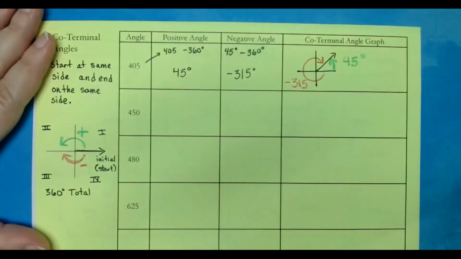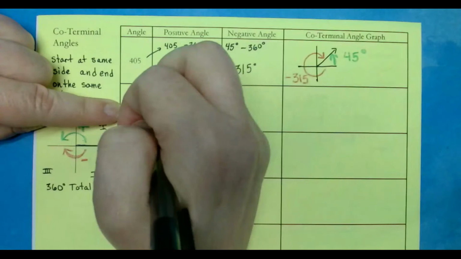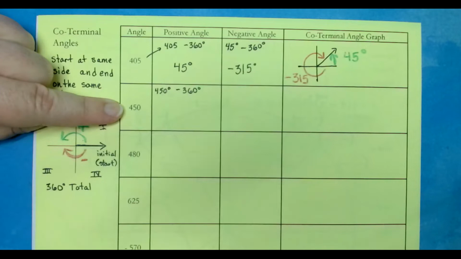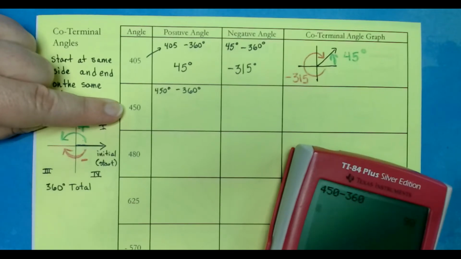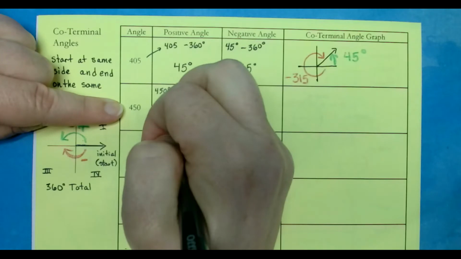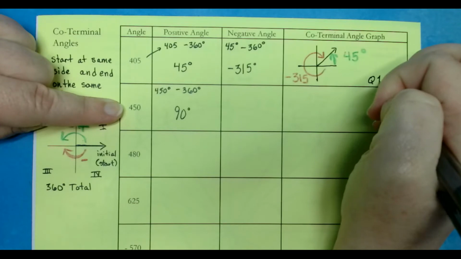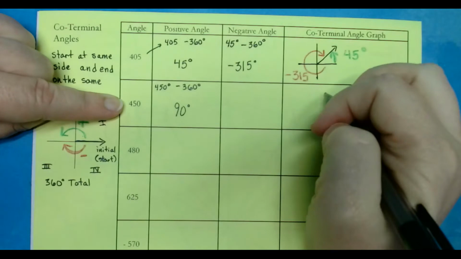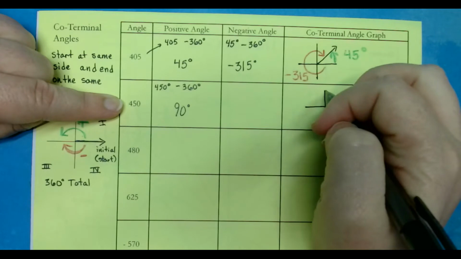Okay? Let's try a few more examples. So I have 450 degrees. Same thing. I'm going to take 450 minus 360. That gives me 90 degrees. Sorry, we forgot to denote that the last one was in quadrant 1. Okay, so 90 degrees. Where is 90 degrees at? If I draw my X and Y axis, 90 degrees is going to be right here.